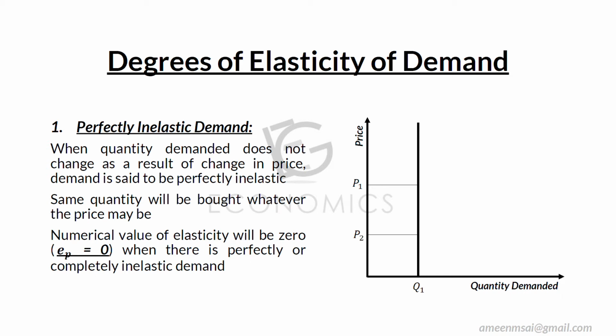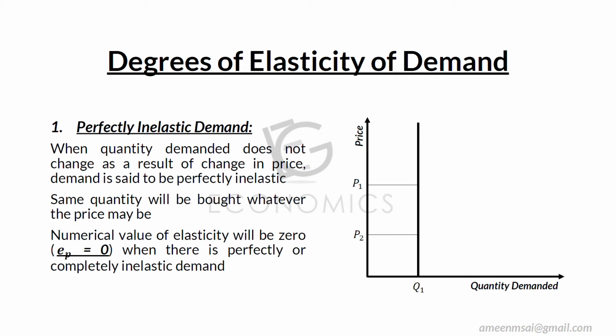For example, some of the paintings, such as the painting of Mona Lisa or the paintings by M.F. Hussain. Be the price high or be the price low, the quantity demanded will be the same because there will not be any other similar paintings. Suppose the painting of Mona Lisa, we will be having many other copies, but the original painting of Mona Lisa is a single piece. So if the price is more or if the price is less, the quantity demanded will not change, isn't it? Such as the items in the museum.